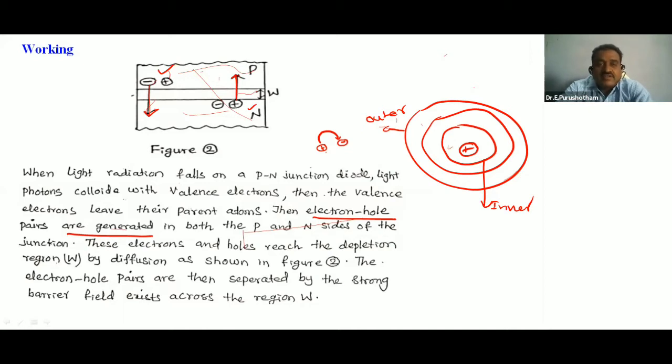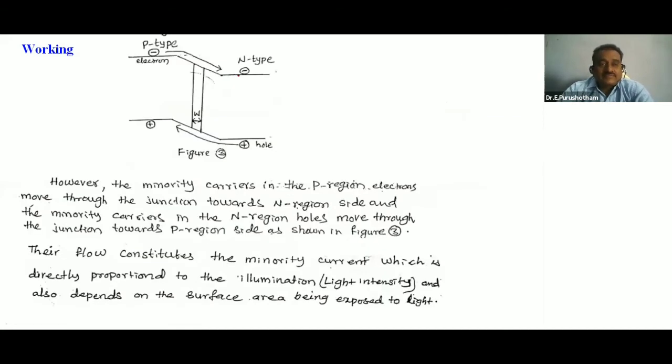After some electrons and holes have diffused, a strong barrier field exists across the region. Then the electrons cannot diffuse from p-type to n-type, and holes cannot diffuse from n-type to p-type. So this is how it works, as you can see.